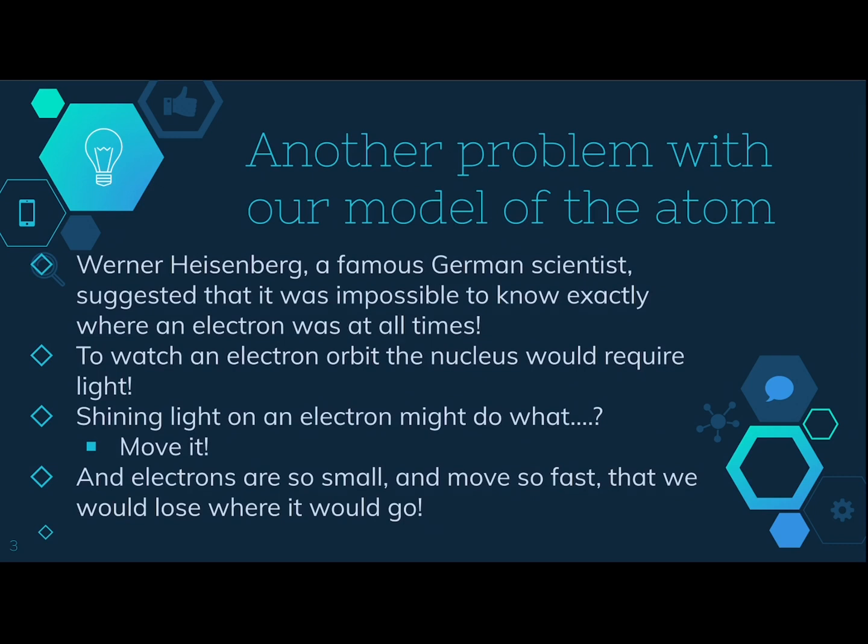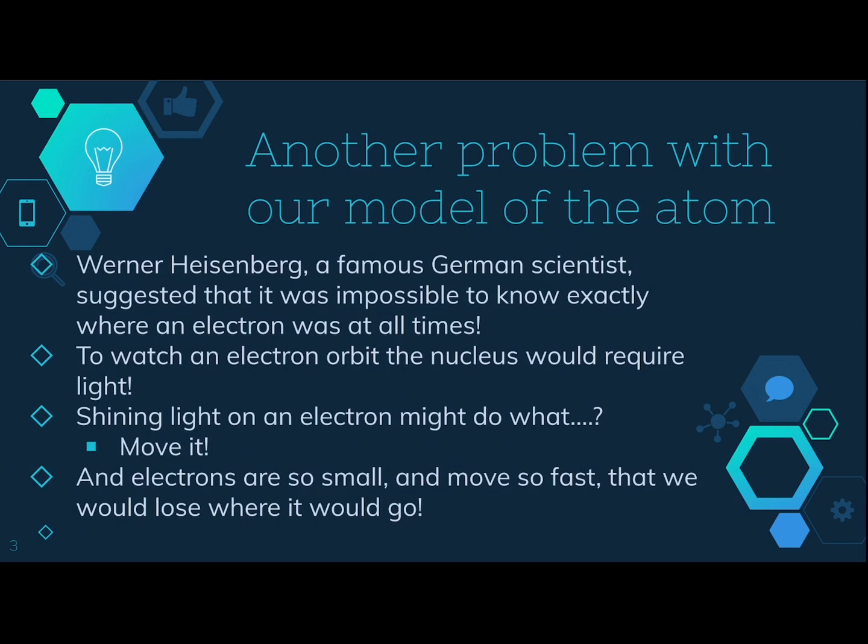All right, so another problem with our model of the atom. Werner Heisenberg, a famous German scientist, suggested that it was impossible to know exactly where an electron was at all times. Last class we talked about the electron being more of a wave, moving in a wave motion instead of a circular path.